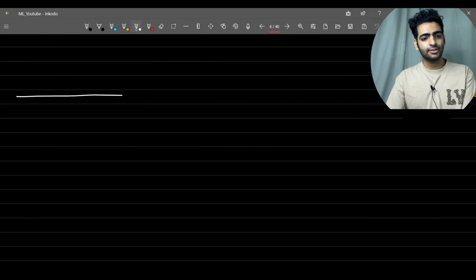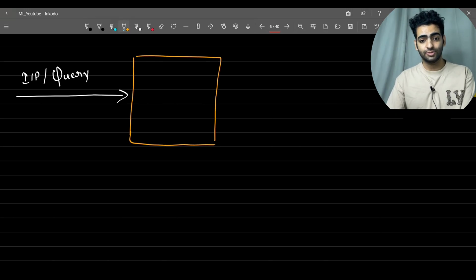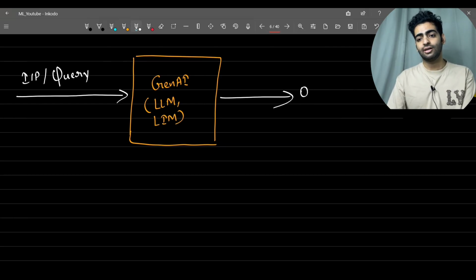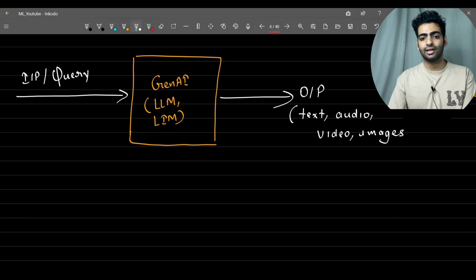Now let's understand that. As soon as you have any input or any query, and you pass it to your Gen AI algorithms, of course, it should be an LLM or it could be a LIM, then all it will do is generate an output, right? That output can be some text, audios, videos, images, and things like that. That's what it will do.